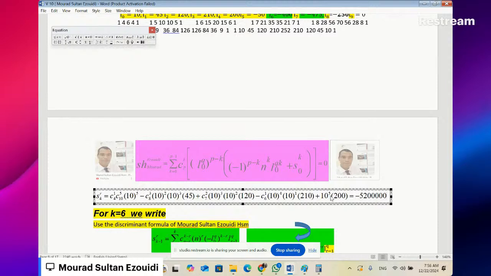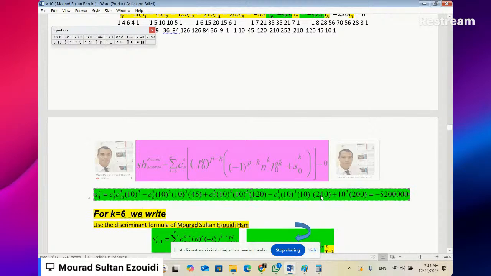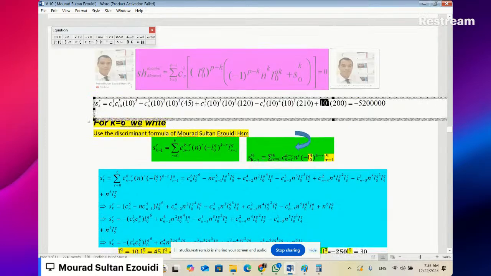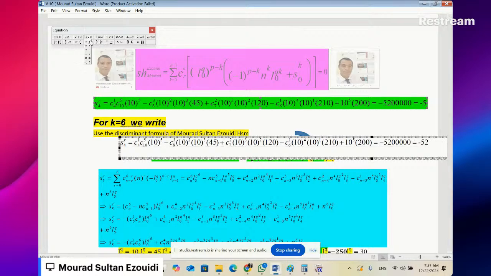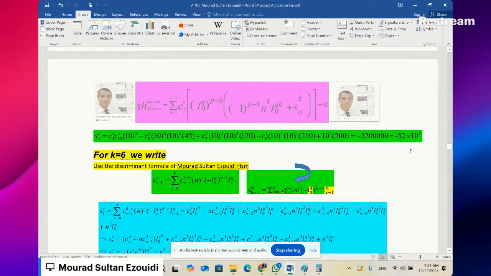This one, I can write it like that. I will use this one because it's a common factor we told from the beginning. Equal negative 52 only, multiplied by 10 raised to the power 5. Okay, this is the last answer. Here, guys, I wrote it in extended form. I can write negative 5.2 times 10 raised to the power 6. Now we say that S4 is negative 52 times 10 raised to the power 5.